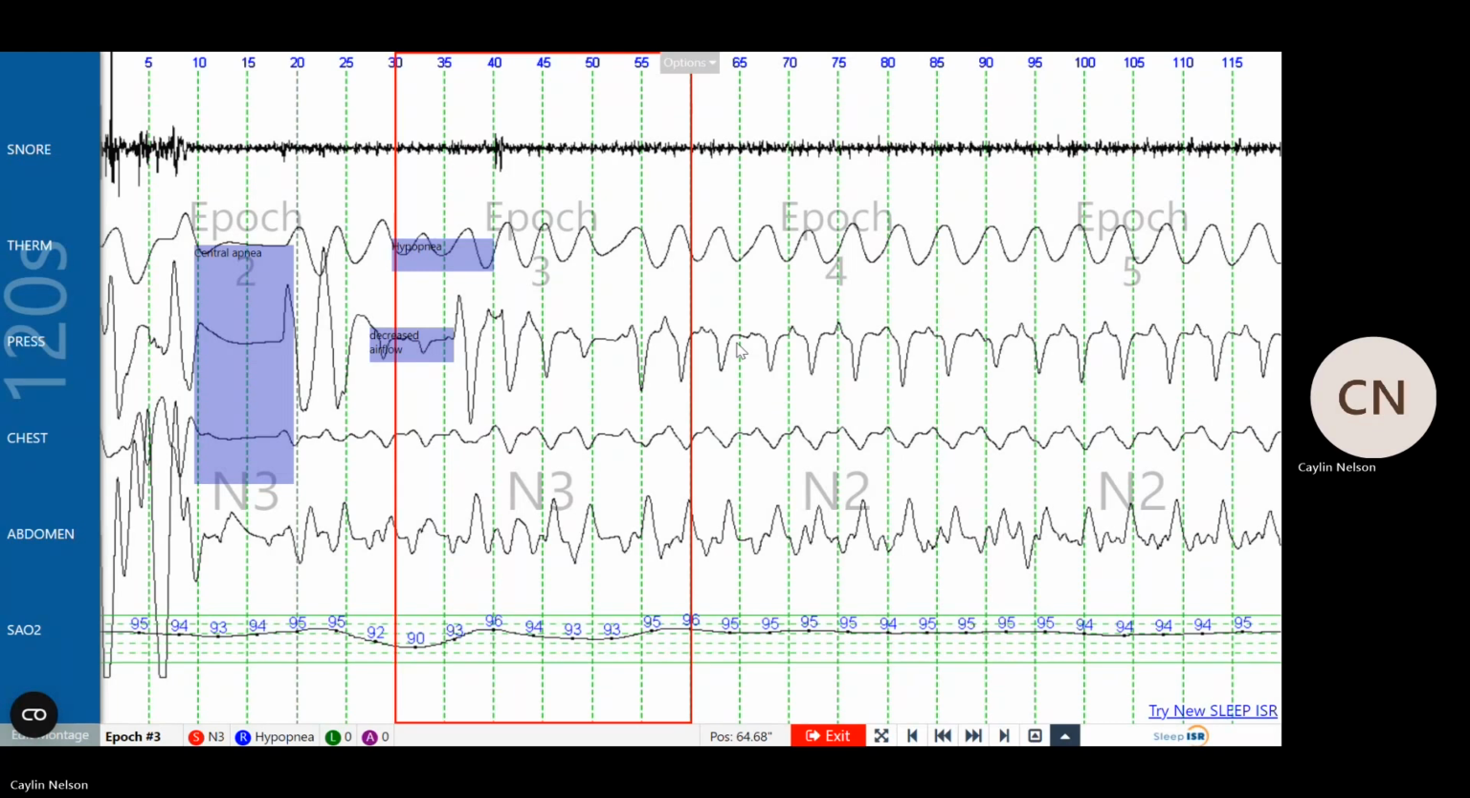So hypopneas cause the desaturation, but the hypopnea is the low air. Hypo meaning low, pnea meaning air. So again, hypopnea is the decreased flow of the air, not the desaturation. But in order to score hypopnea, according to the AASM guidelines, you are going to have that 3% desaturation caused by that low flow of air.